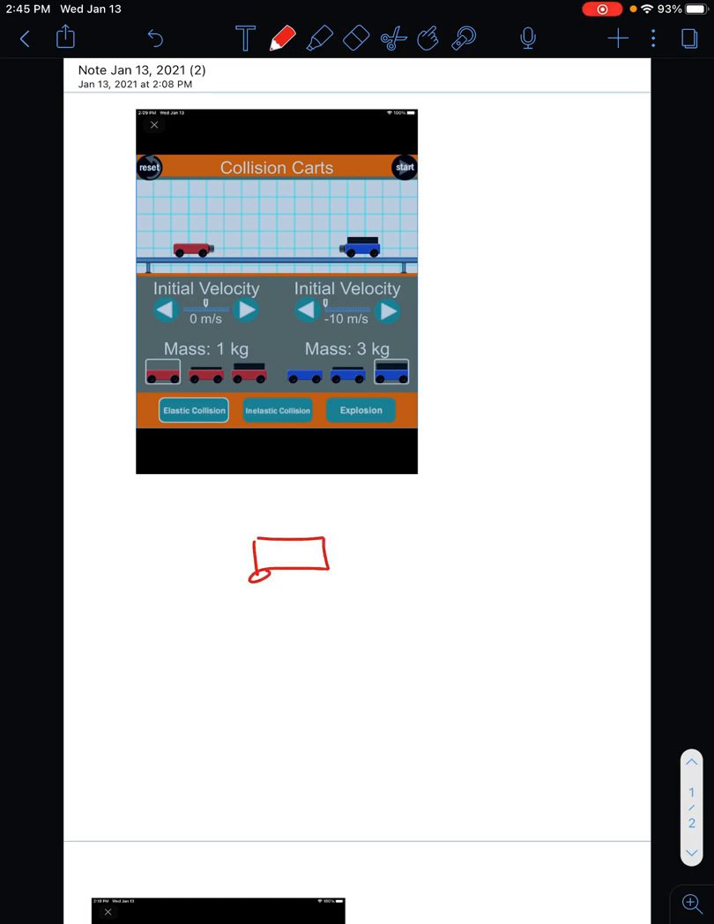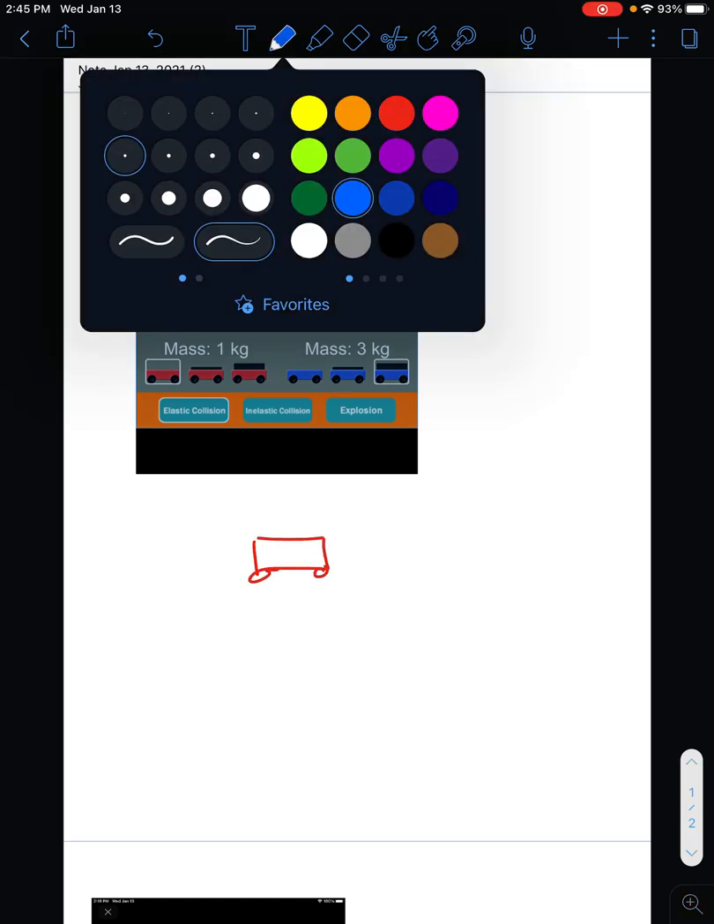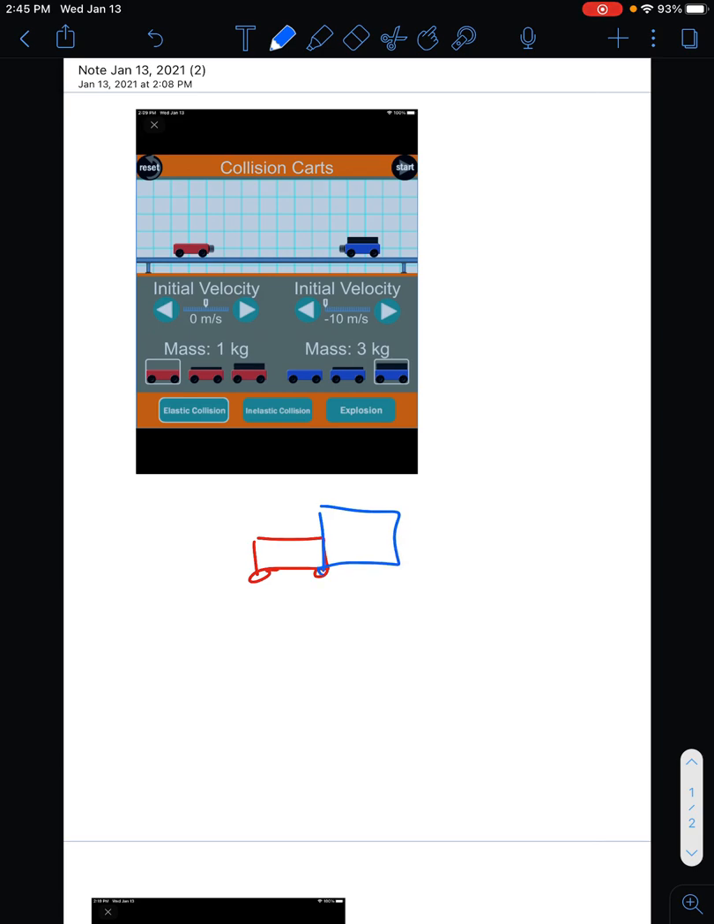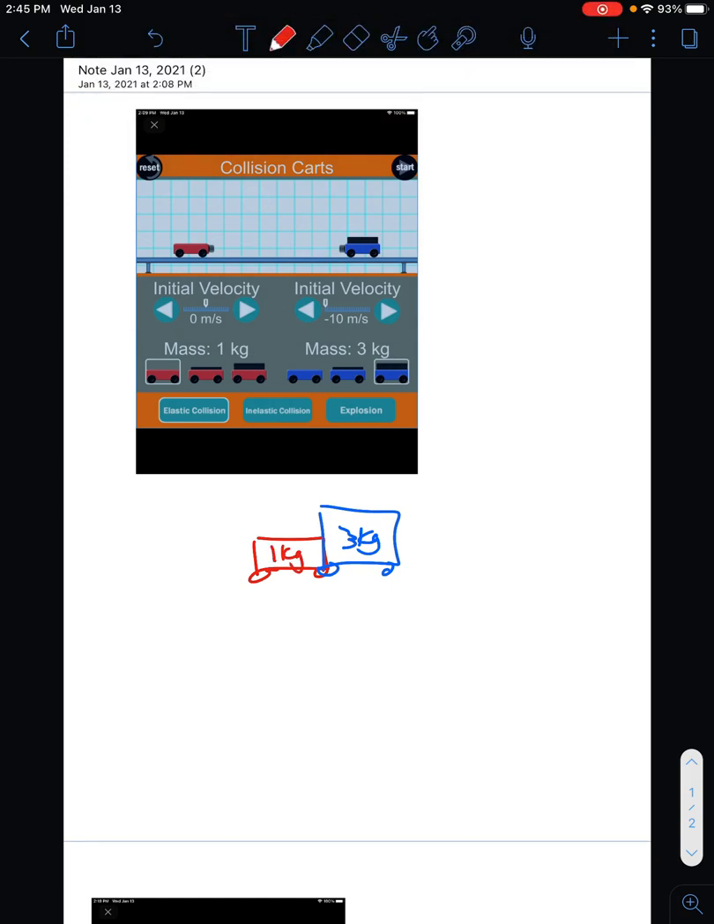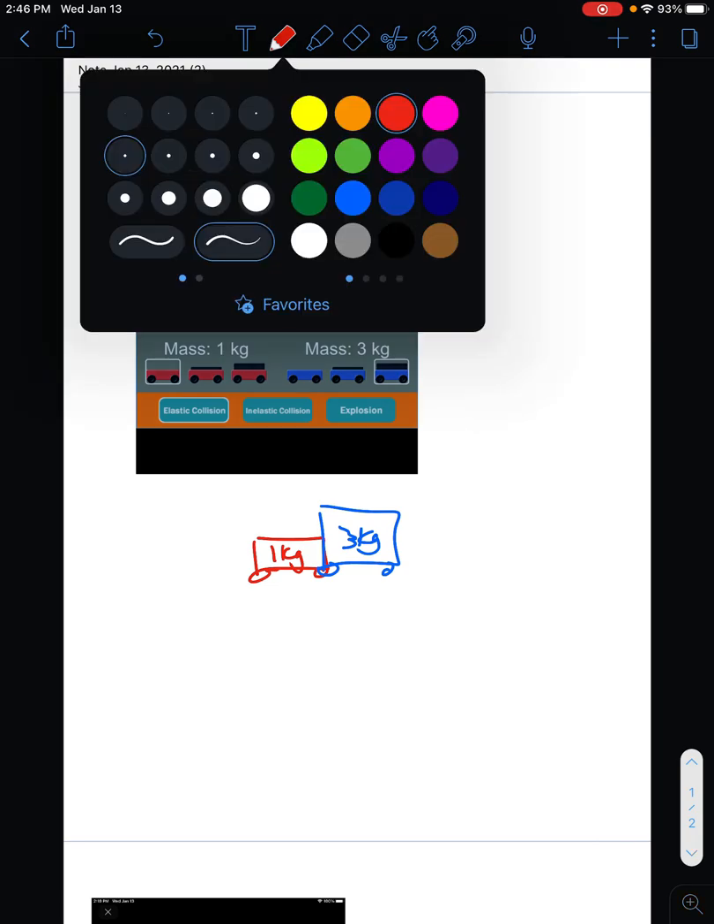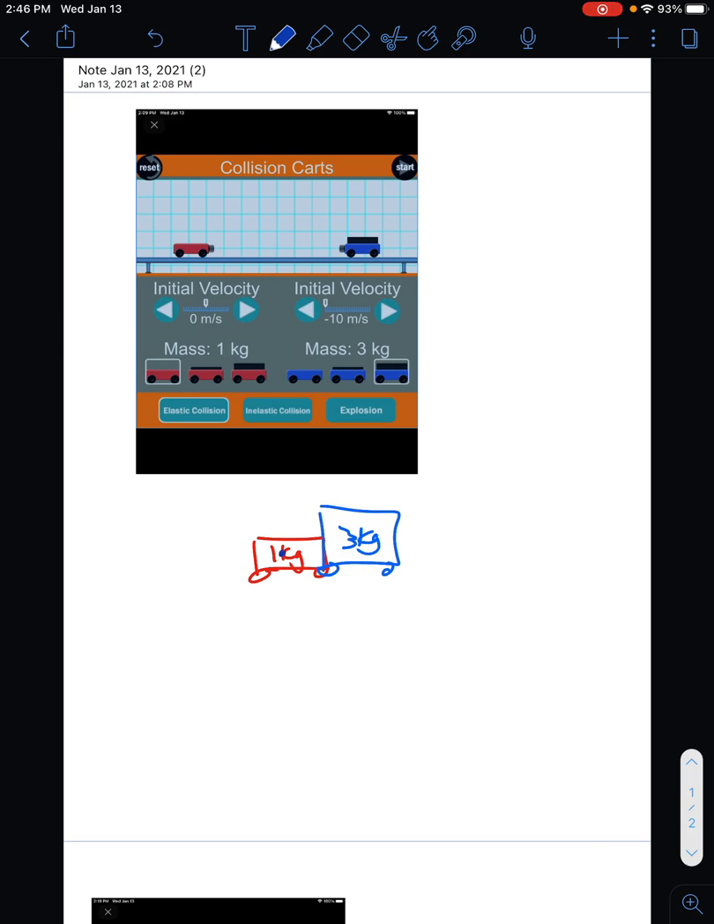And what I want to draw is the point of contact when the red car and the blue car hit. Remember, the blue car had the mass of 3 kilograms and the red car had the mass of 1 kilogram. When they hit each other, the blue car pushes the red car to the left. That is going to be represented by an arrow. That arrow shows the force of the blue car pushing on the red car. Then the red car pushes the blue car back to the right.